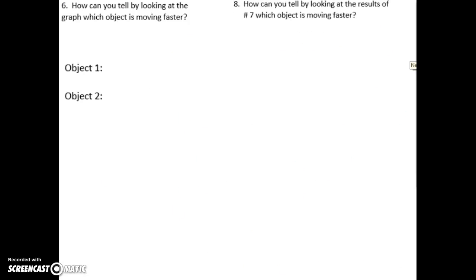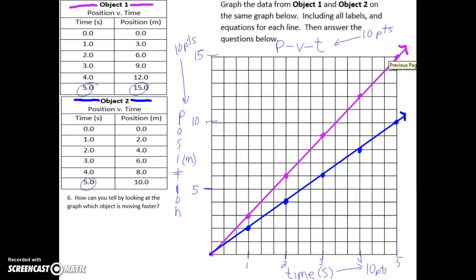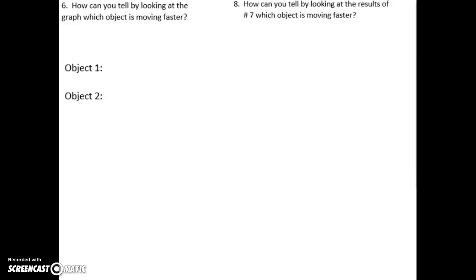Let's go ahead and move on to how can you tell by looking at the graph which one's faster. If you look at the graph, the one with the steeper slope, which is purple. This one has a steeper slope than blue. So that's simple. Just write that down.